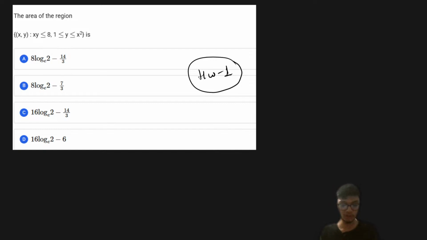So with this part, I would like to wrap up the session that we have been discussing so far on the topic of area under the curve. In the upcoming session, we are going to come up with the topic of differential equations, which is again very important, especially for JEE advanced.